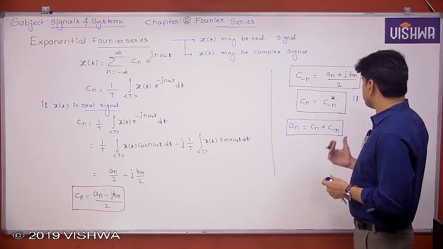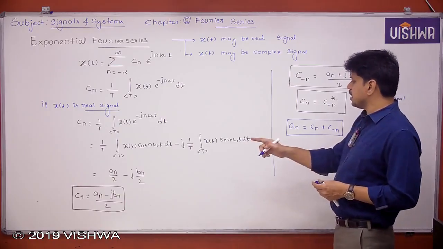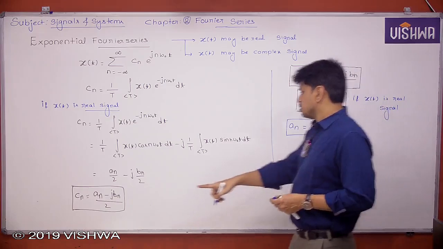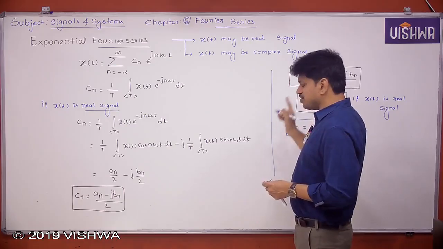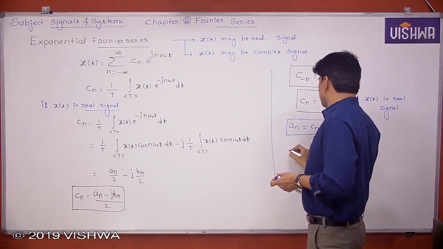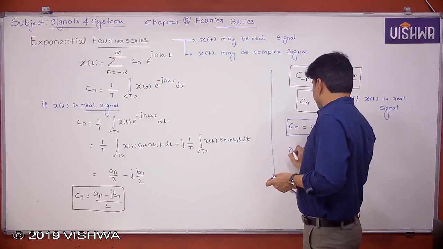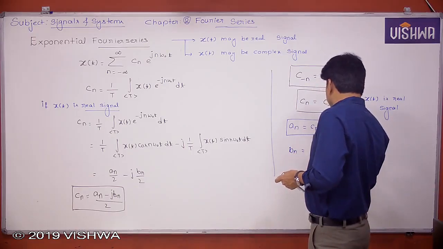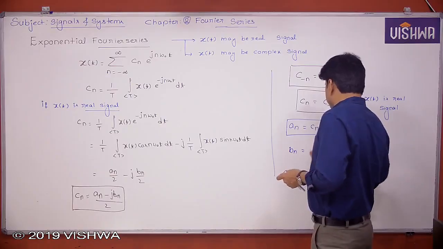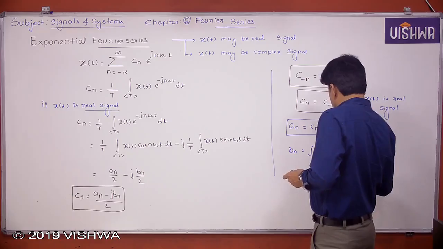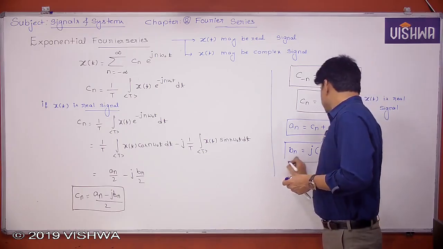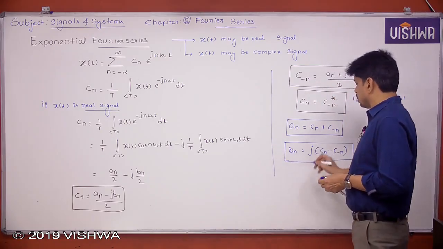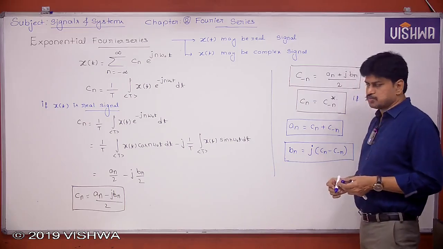Next, how can we calculate bn? Suppose I take Cn minus C minus n, this value minus this value. That is going to be minus jbn. So if that j goes to the other side, it is going to be plus j. So bn is equal to j times (cn minus c minus n). This is the relation we got. You may doubt, sir, it may be minus j. Please check it out. It is going to be plus j only. I hope you understood. Okay, these are the relations.